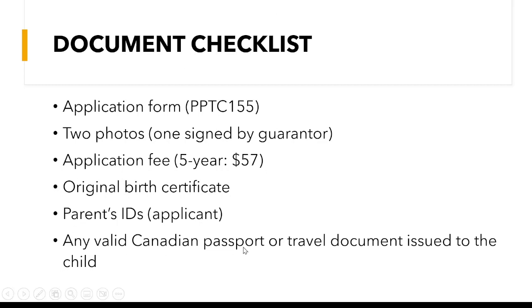Any valid Canadian passport or travel document issued to the child. This is only for a child who needs to renew their passport. If the passport isn't expired, then you need to bring the valid Canadian passport. Then they will take a look at that information and cut one corner of the passport and return it to you if you check the box.